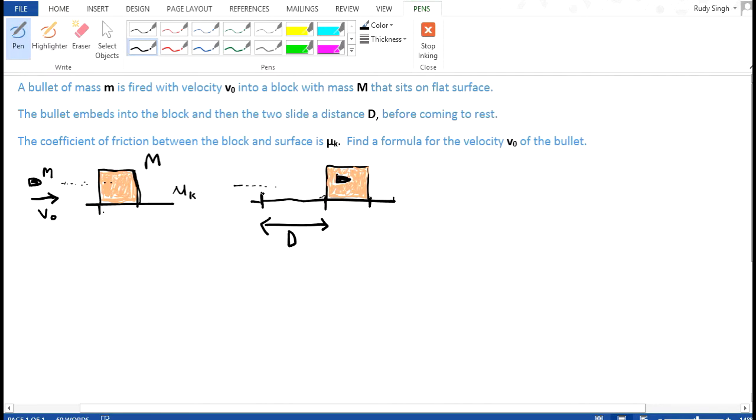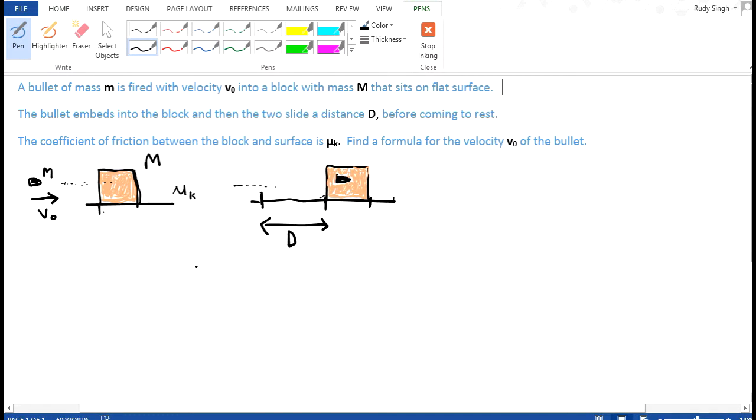So the edge of the block was here, and now it reaches here, so it travels a distance big D before coming to rest. The coefficient between the block and surface, that frictional coefficient, we call that mu sub k. Find a formula for the velocity of the bullet. Okay, so we can put some numbers to this. We'll do this afterwards, but let's find a formula for the velocity of the bullet.